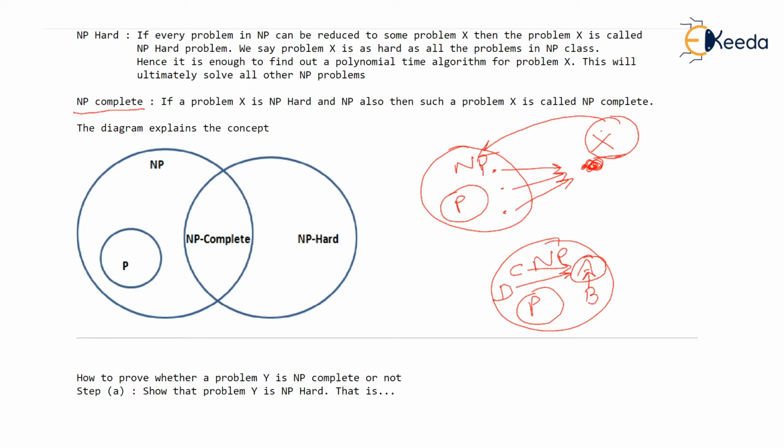What is NP complete? If a problem X is NP hard, you understand that? What do you mean by problem X is NP hard? Yes, every problem of NP can be reduced to this problem X.